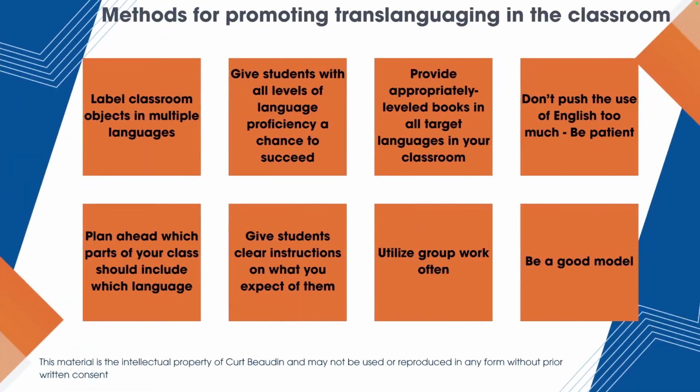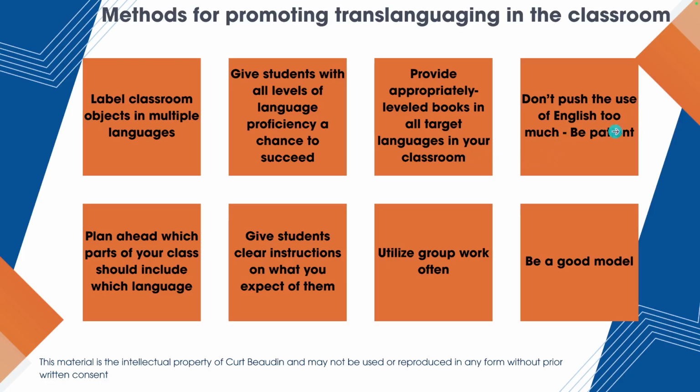Some methods for promoting translanguaging in the classroom. These are practical things that you can do. Label your classroom objects in multiple languages. Give students with all levels of language proficiency a chance to succeed. So if you know this one student is not very strong at English, just let them use 1 or 2 words of English and mostly Chinese. It's okay. Provide appropriately leveled books in all target languages.